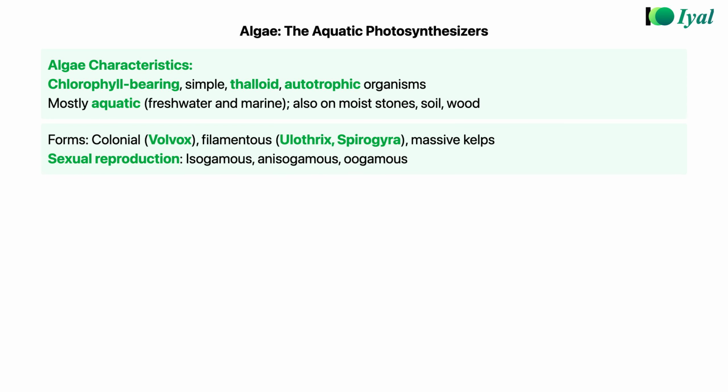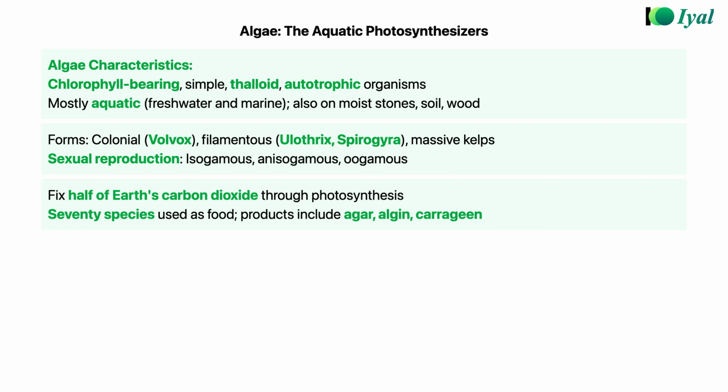Algae come in all shapes and sizes. You've got colonial forms like Volvox, filamentous forms like Ulothrix and Spirogyra, and then these massive marine forms called kelps. Their sexual reproduction is interesting. It can be isogamous, where the two gametes are similar in size, anisogamous, where they're different sizes, or oogamous, where you have one large non-motile female gamete and a smaller motile male gamete.